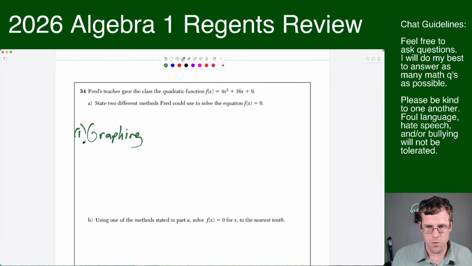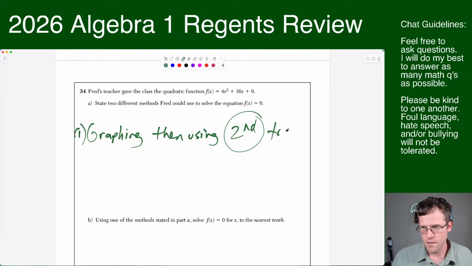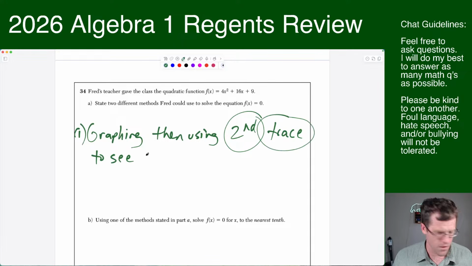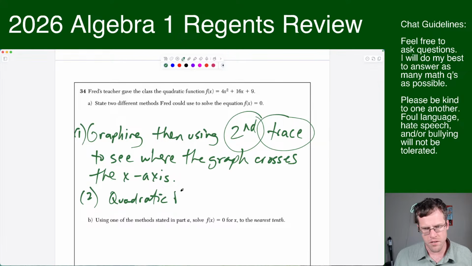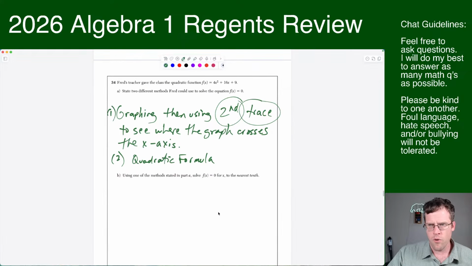So I'll say option 1, graphing, then using second trace to see where the graph crosses the x-axis. Okay. And then option 2, let's say quadratic formula, or completing the square if you love completing the square. All right, but I'll use quadratic formula, and then from there we'll just solve it out.